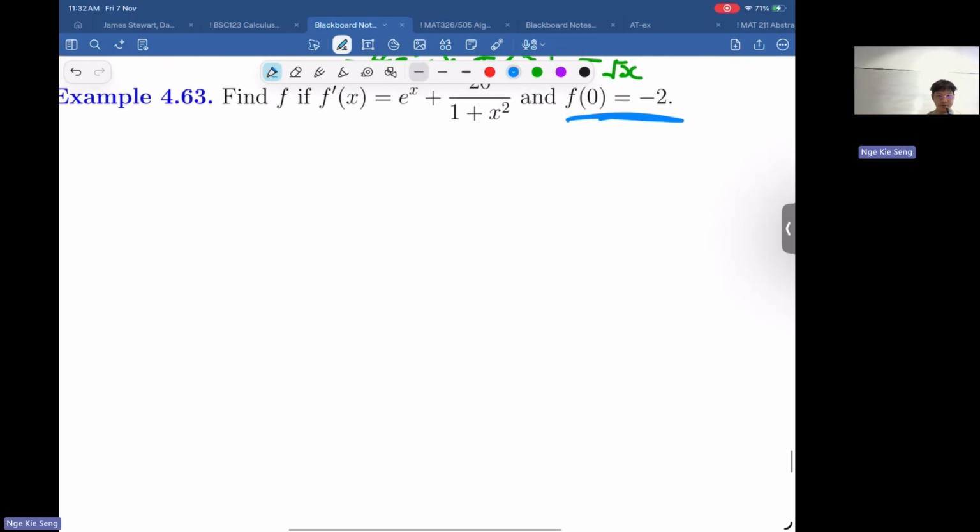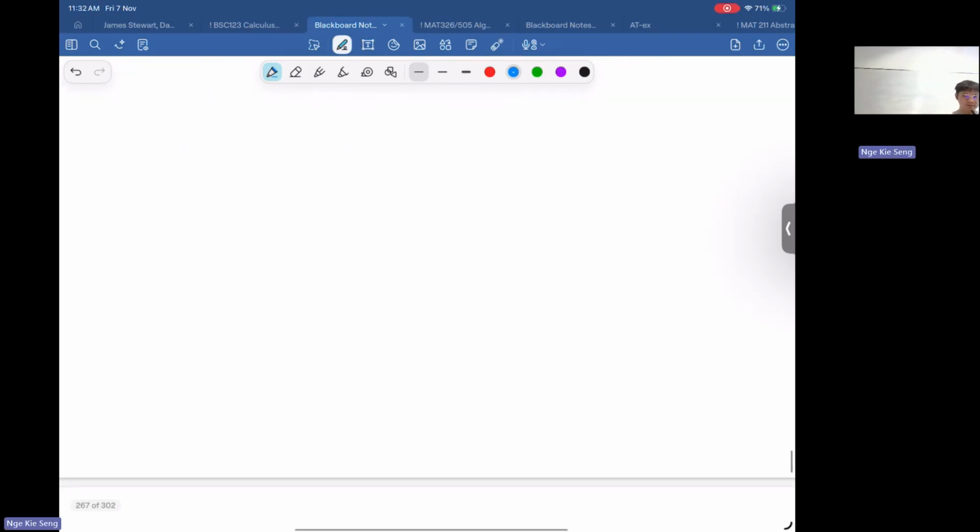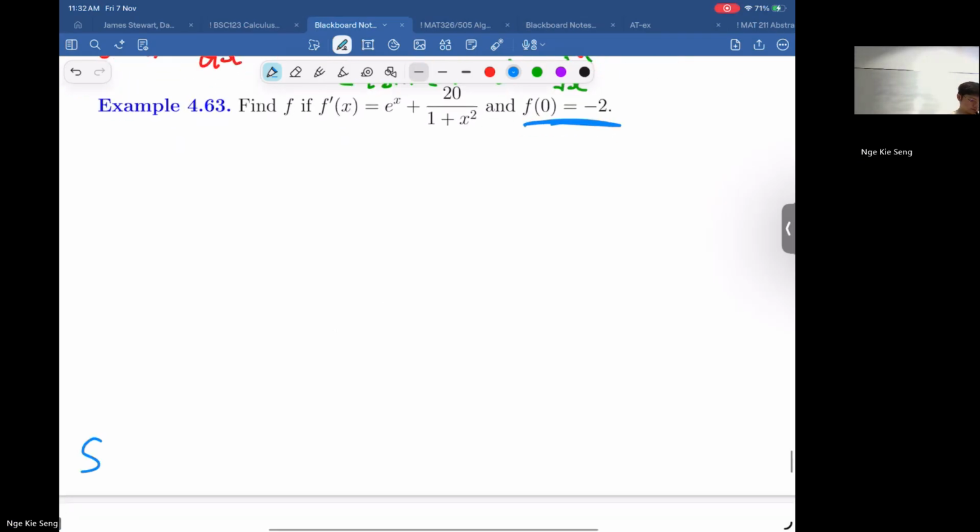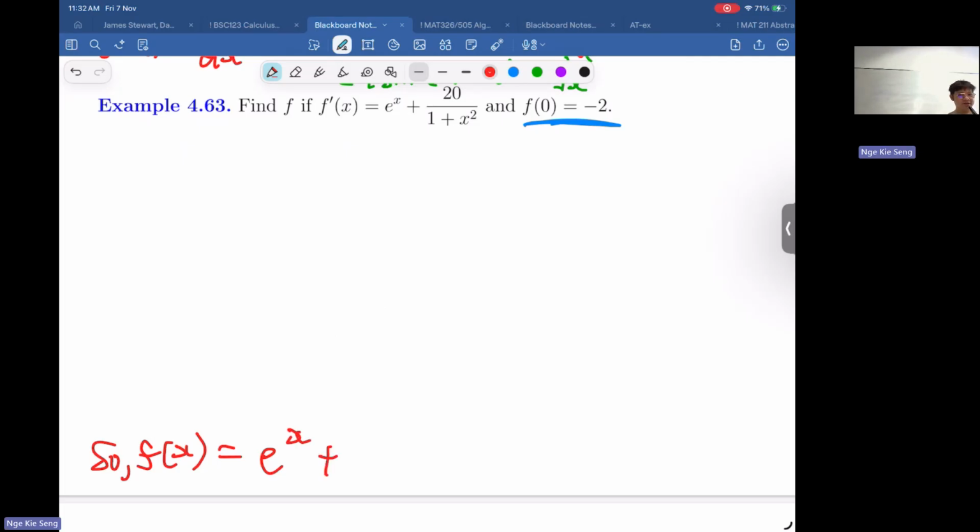Okay, anyone try? Have you got any answer? Anyone? I think e to the x should be e to the x, right? How about the other one? What's the antiderivative of 1 over 1 plus x squared? Tangent inverse x? Good. So you can refer back to your tables. The derivative of tangent inverse x is 1 over 1 plus x squared.